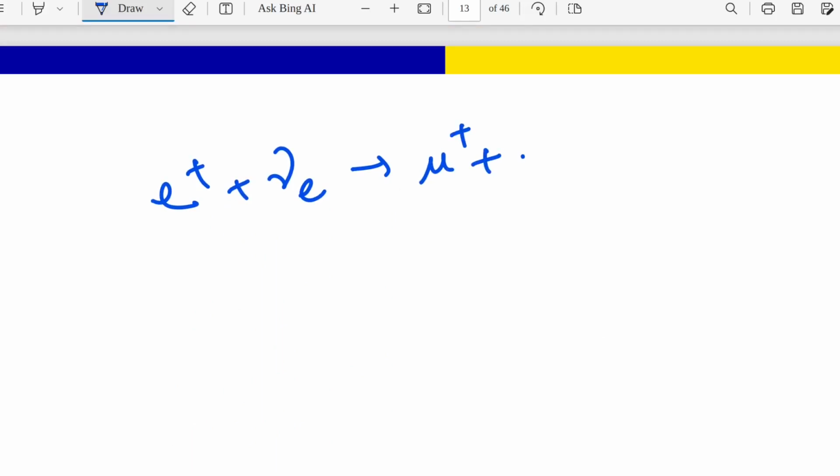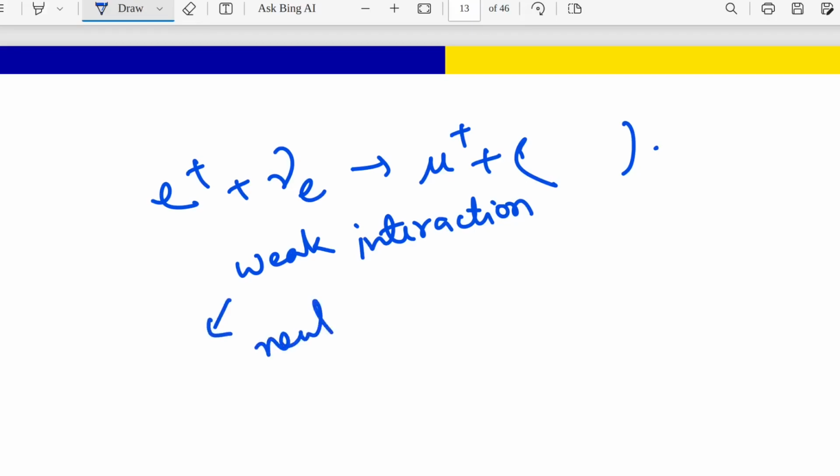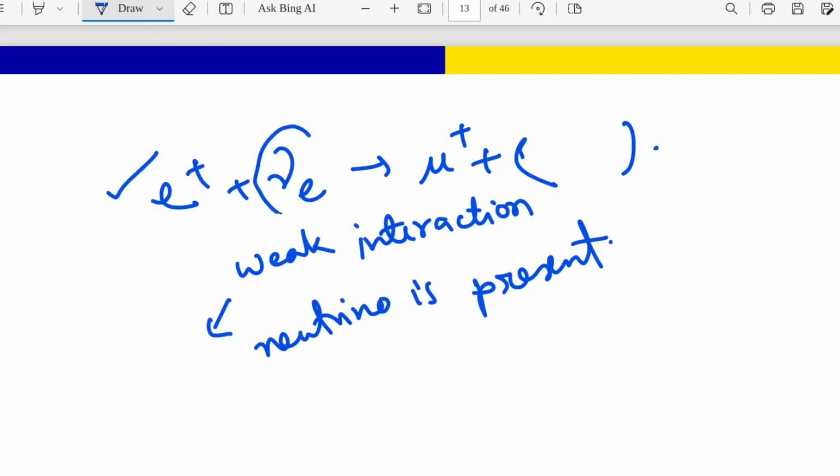μ+ plus what? Now you can see that this nuclear interaction is nothing but a weak interaction. Why? Because in that interaction a neutrino is present. How can we say that this is a weak interaction? In that nuclear interaction, a neutrino is present on either the left hand side or the right hand side, in any particle configuration. So that's why we can definitely say that this expression is a weak interaction.